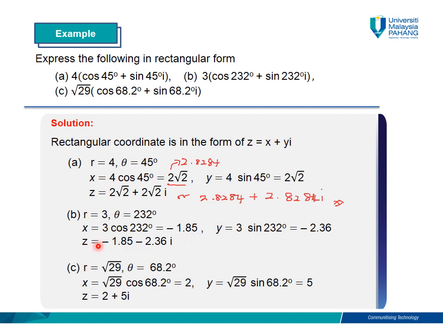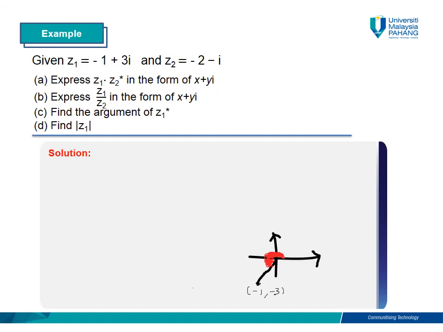Okay, so here x equal to negative 1 over 1.85 and y equal to negative 2.36, and then you substitute into the rectangular form. Okay, and so on. Okay, you can look at this example. Okay, so this is another example.